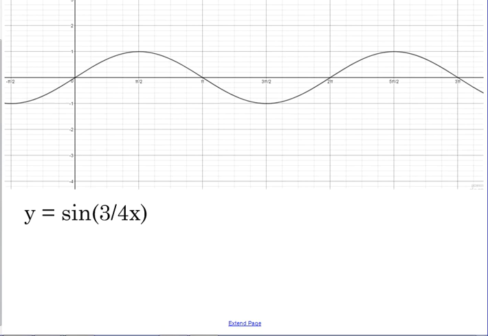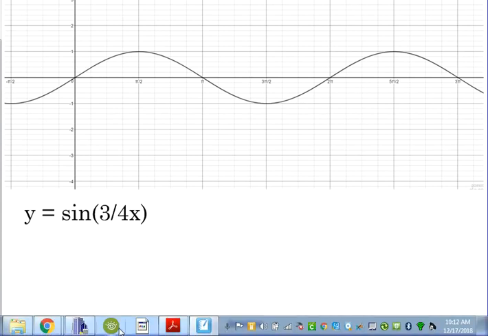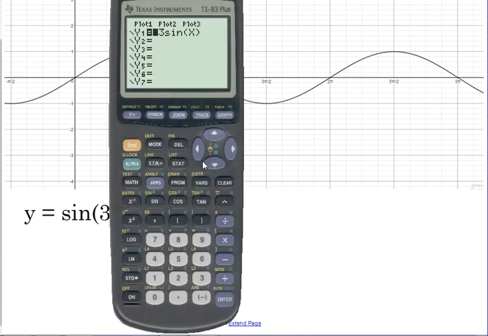Horizontal. All of our horizontal changes, were they what we expect them to be, or were they the opposite of what we expected them to be? The opposite. So if I multiply by 3 over 4, what are we expecting? It to get smaller, but it's really going to get bigger. Yes. 3 over 4, we would expect that to get smaller because it's less than 1, but it is actually going to expand this horizontally.